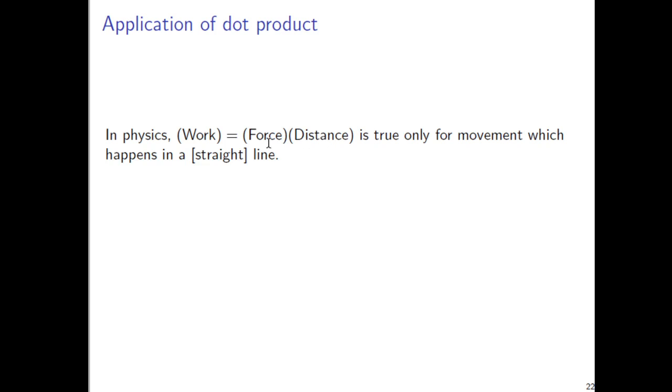Force is in newtons, I think, right? And distance is whatever, meters. And then when you multiply a number and a number, you get a number, and that work is in joules? I think that's the correct unit anyway. This is only true though for movement that happens on a straight line. But the issue is that work happens with motion not occurring on a straight line.